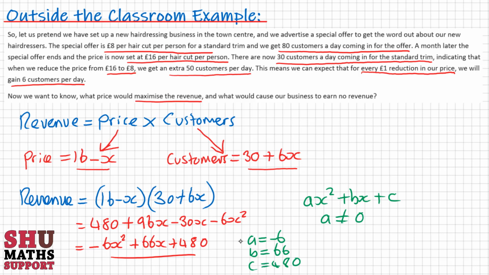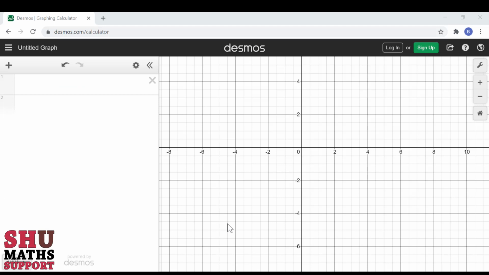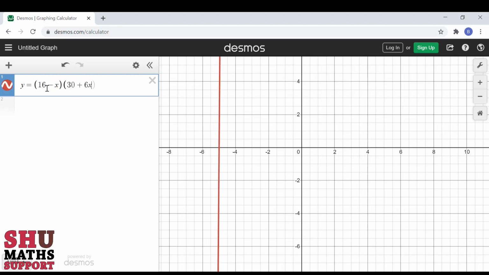Well, we're going to move over to Desmos to graph this quadratic equation, which will help us to answer our question. So we'll plot our function. We have y is equal to (16 minus x) times (30 plus 6x), and that has produced a curve, so I'm just going to adjust the axis.